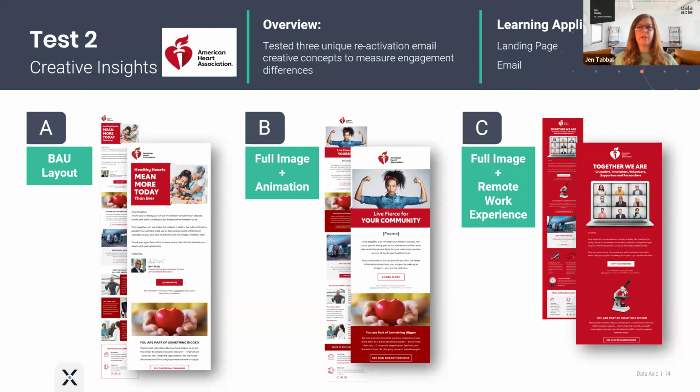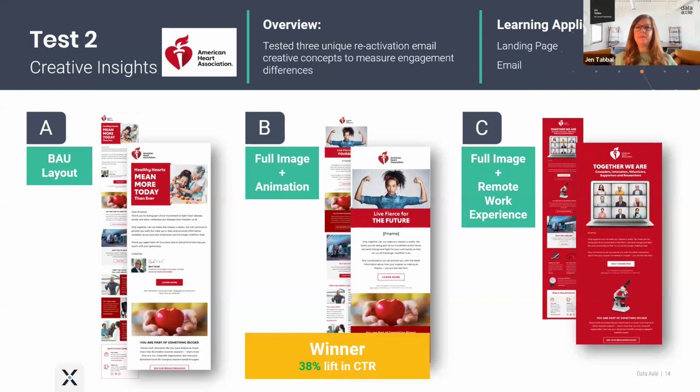Okay, give it another minute. All right, now let's take a look at the results, see if you guessed correctly. So version B was our highest performer, with a pretty astonishing 38% higher click-through rate. So doing things business as usual does not always pay off.